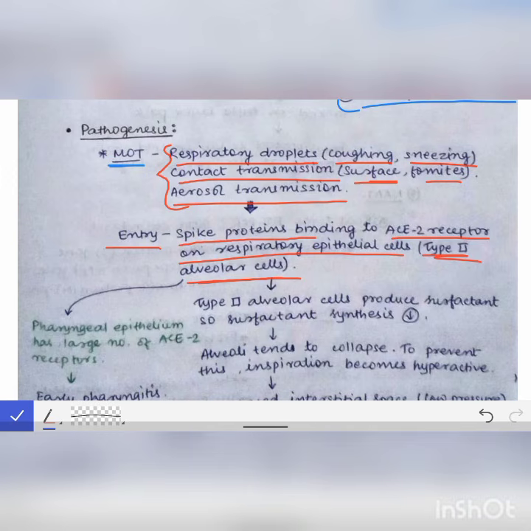After binding to the ACE2 receptor of the type 2 alveolar cells, they get entry inside them. Now we know that the type 2 alveolar cells have the function of producing surfactant. And what is the function of surfactant that we have read in physiology? Surfactant decreases the surface tension. Now as these type 2 alveolar cells are infected, the synthesis of surfactant is reduced.